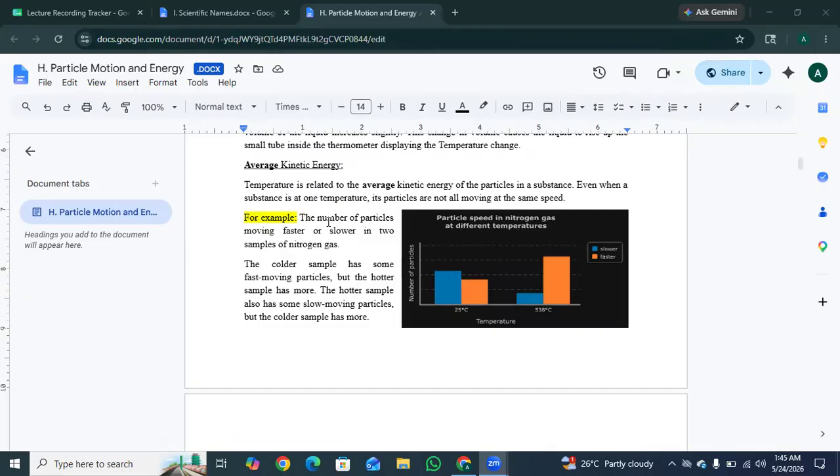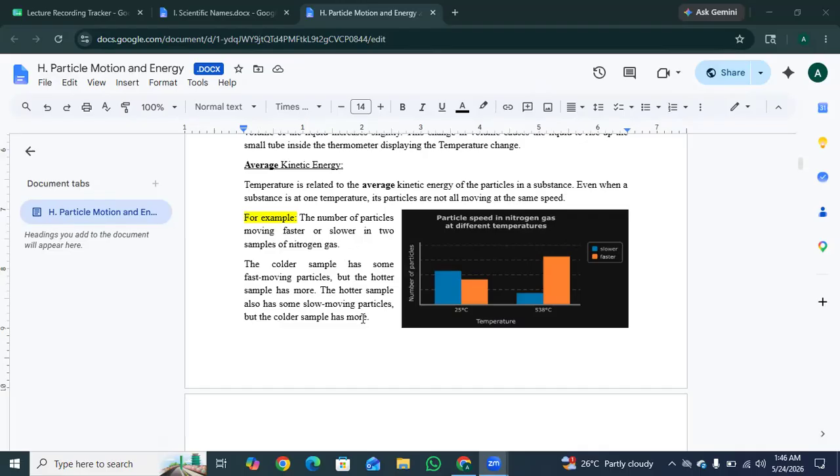So even if a substance is at one steady temperature, its individual particles are not all moving at the exact same speed. Some are fast and some are slow. Okay, so temperature only tells us the average energy of all those particles combined. For example, consider the number of particles moving faster or slower in two samples of nitrogen gas. The colder sample has some fast moving particles, but the hotter sample has more. The hotter sample also has some slow moving particles, but the colder sample has more.